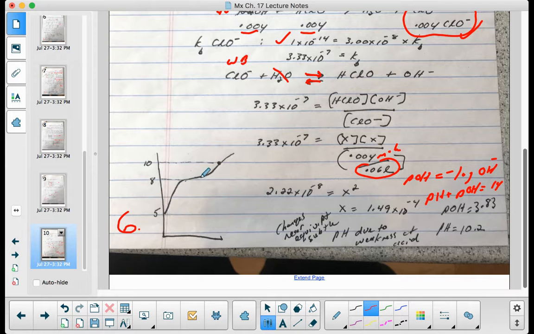Okay, so here's a quick little sketch of what it would look like here. This one's not going to have much of a spike because of the fact that I'm reacting with a weak acid. And so that's it. That's the end.